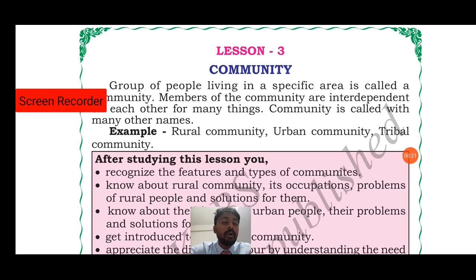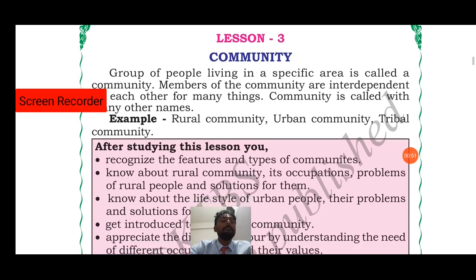A group of people living in a specific area is called a community. So this is a community: a group of people living in a specific area. For example, you can see in our area, yes or no? So these people are living in a specific area. It is called a community. Yes or no?